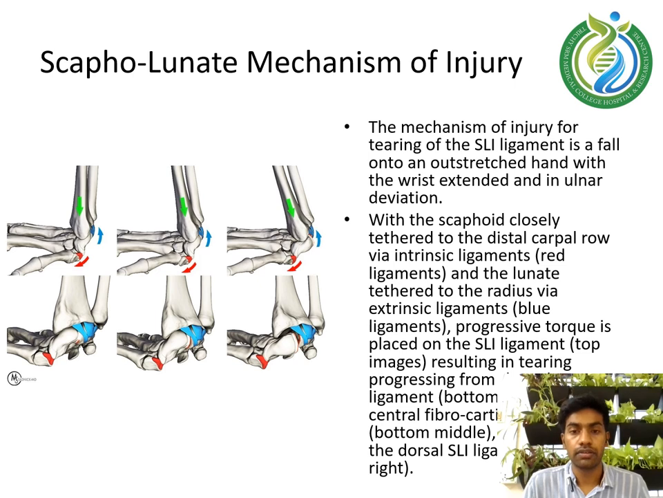The scapho-lunate mechanism of injury. The mechanism of injury for tearing the scapho-lunate ligament is a fall onto an outstretched hand with the wrist extended and in ulnar deviation. The scaphoid is closely tethered to the distal carpal row via intrinsic ligaments, shown in red, and the lunate is tethered to the radius via extrinsic ligaments, shown in blue. A progressive torque in the SLI ligament, in the top images, results in tearing from the volar SLI ligament, bottom left, to the central fibrocartilage membrane, bottom middle, and finally to the dorsal SLI ligament, bottom right.